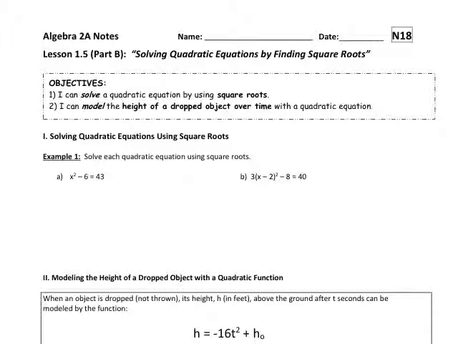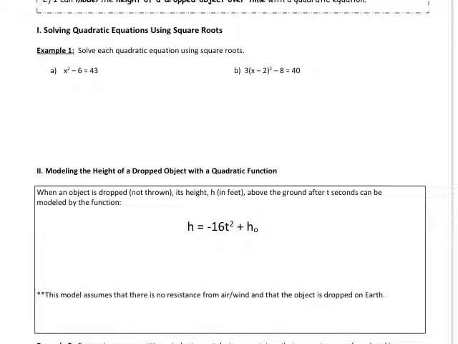This is lesson 1.5, part B, and the objectives for this lesson are to solve a quadratic equation by using square roots, just like our last lesson, and also to model the height of a dropped object over time using the quadratic equation. So let's take a look at a couple of examples that we know how to solve before we get into the modeling with the quadratic equation.